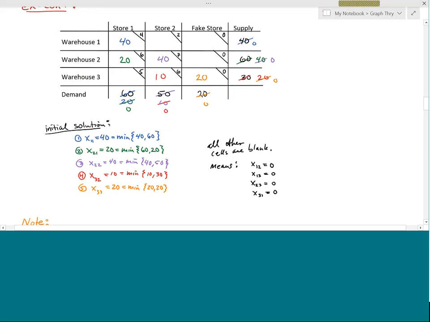There was no guarantee that this minimized the cost of transporting goods along those edges. This was just a way to transport goods from warehouses 1 through 3 to stores 1 and 2, where we actually met all of the demand and, well, let's face it, had 20 units of supply left over. Okay. So that was the initial solution.